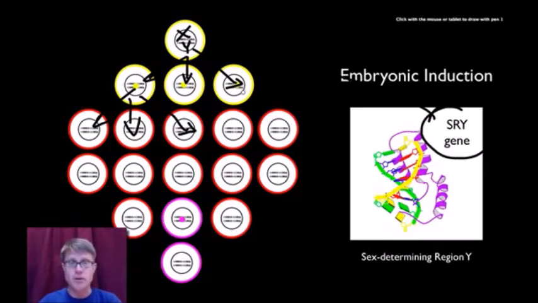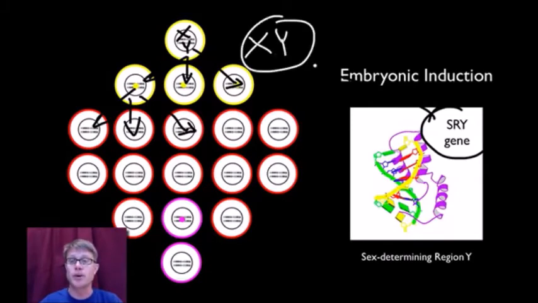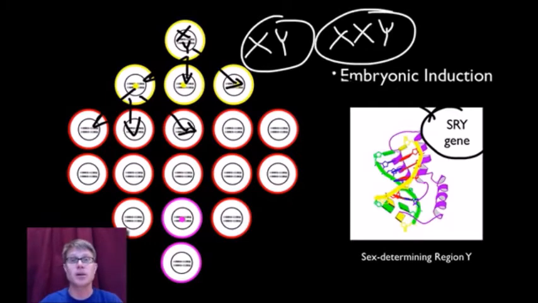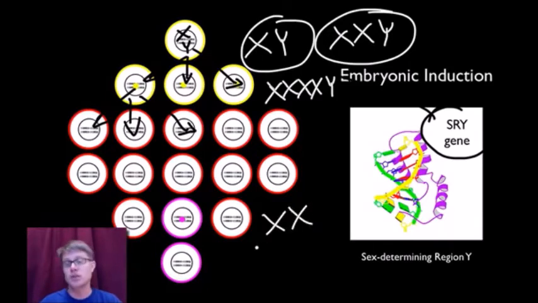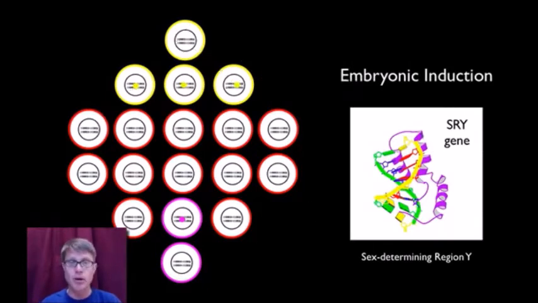You could, for example, be XY, and you become a boy. But you could also be XXY, and you become a boy. Or you could be XXXXY. We'll talk more about those later. And you still become a boy because you have that SRY gene. Likewise, if you're XX, you don't have the SRY gene, you don't become a boy.